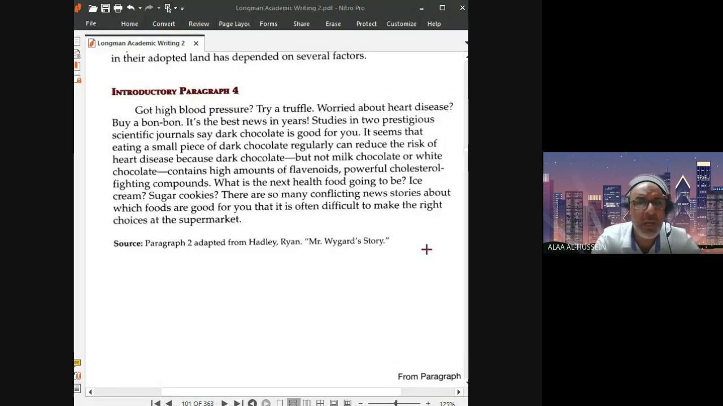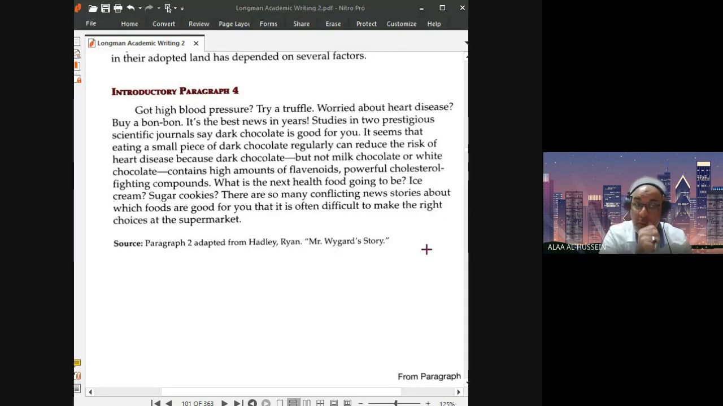Studies in two prestigious scientific journals say dark chocolate is good for you. It seems that eating a small piece of dark chocolate regularly can reduce the risk of heart disease because dark chocolate, but not milk chocolate or white chocolate, contains high amounts of flavonoids. Powerful cholesterol-fighting compounds. What is the next health food going to be? Ice cream? Sugar cookies? There are so many conflicting news stories about which foods are good for you that it is often difficult to make the right choices at the supermarket.